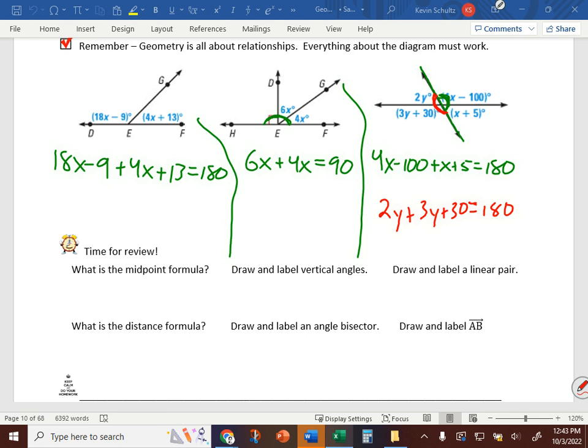Okay. Your homework is to finish these three, solve for the variable. We have the relationship set up. You go ahead and solve. And then the review section down here. And that is all for tomorrow.